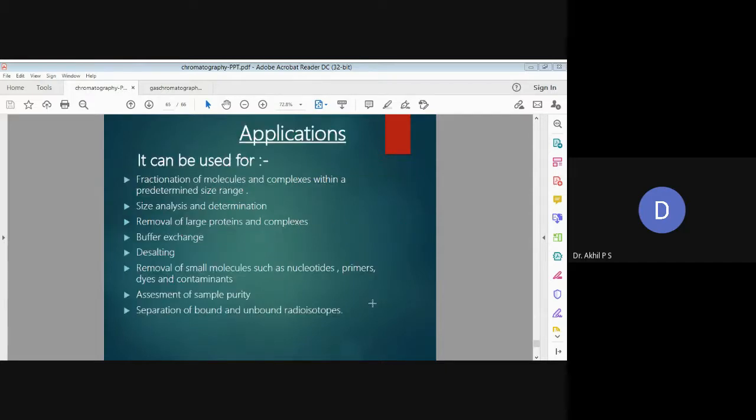Applications. It can be used for fractionation of molecules and complexes within a predetermined size range, size analysis and determination, removal of large proteins and complexes, buffer exchange, desalting, removal of small molecules such as nucleotides, dyes, and contaminants, etc. Assessment of sample purity, separation of bound and unbound radioisotope. These are the main applications.